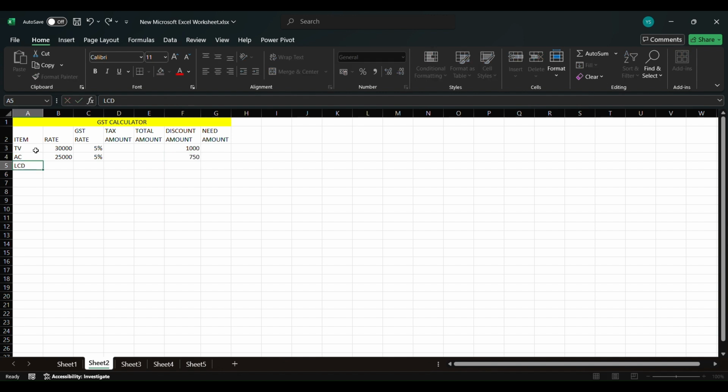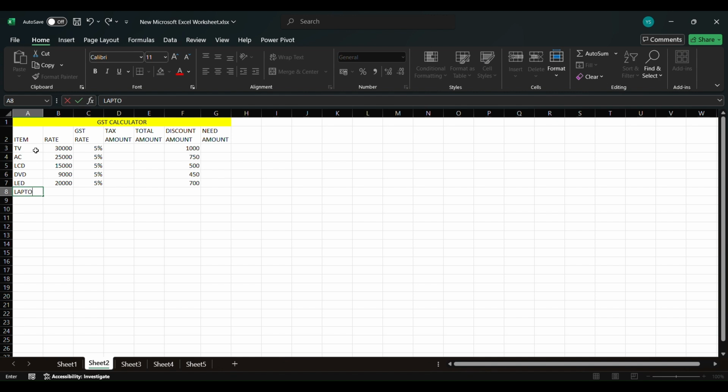Then LCD, its amount is 15,000, and GST rate is 5%, and its discount amount is 500. Then DVD, its rate is 9,000, and GST rate is 5%, and its discount amount is 450. Then LED, its amount is 20,000, and GST rate is 5%, and its discount amount is 700.